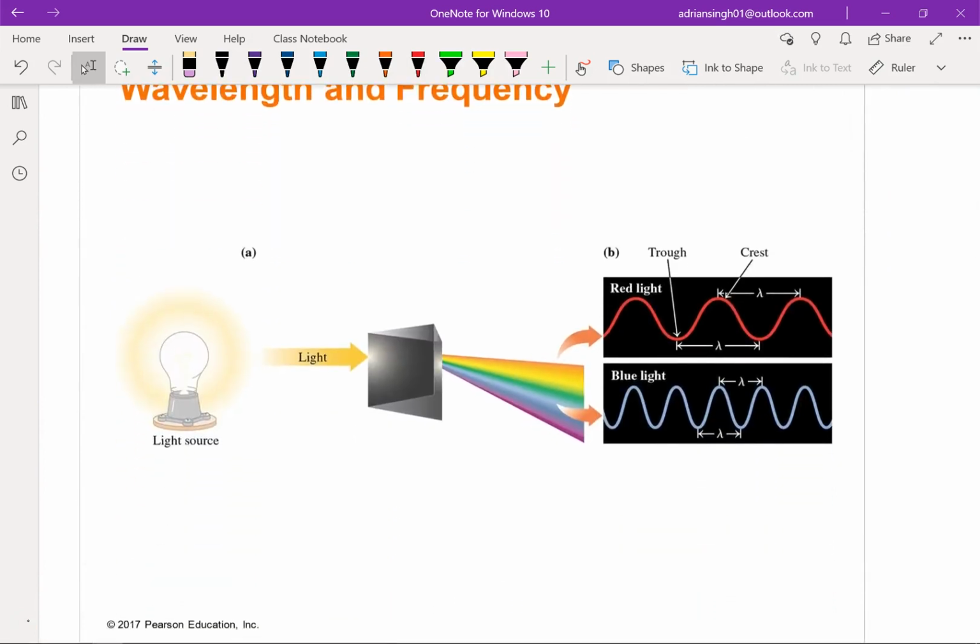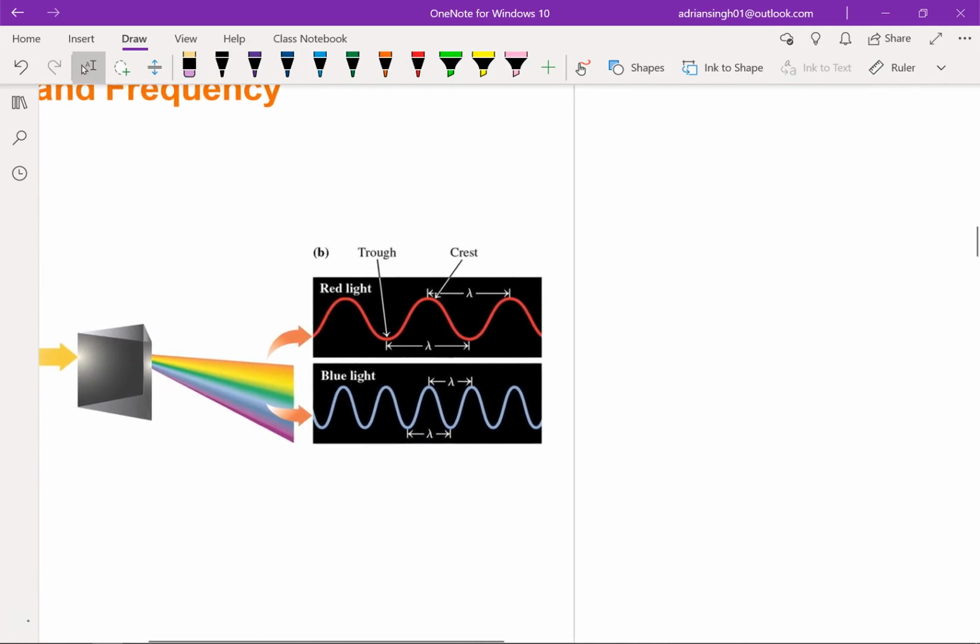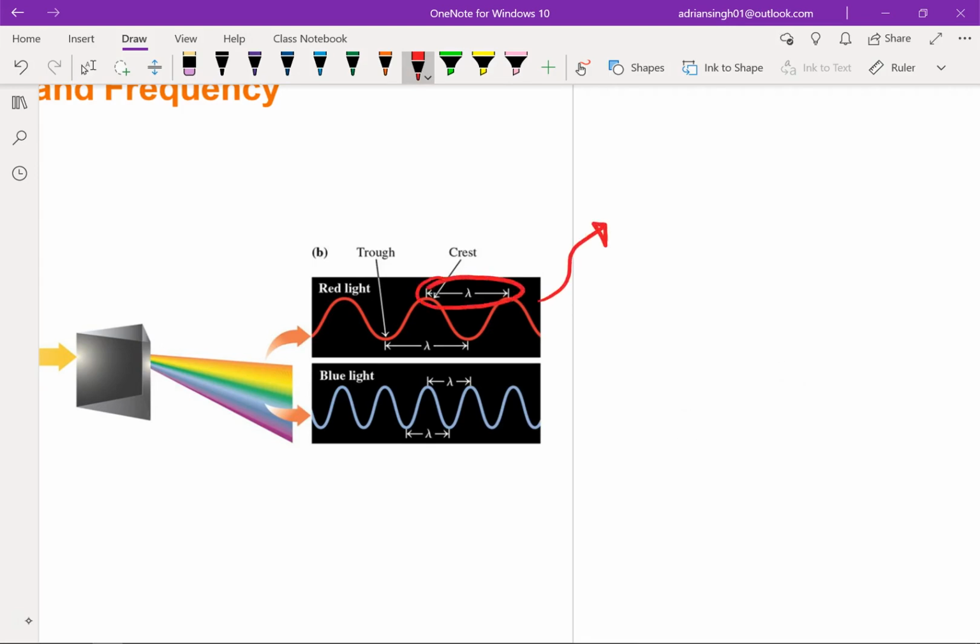And as you can imagine, different types of electromagnetic radiation can have different wavelengths themselves. And we can make a quick comparison here between the different colors of light that you notice. So red light, for example, if you compare this distance here, this wavelength, to the wavelength of blue light down here on the bottom, all right, we can say that blue light has a shorter wavelength. So blue light has a shorter wavelength than red light.